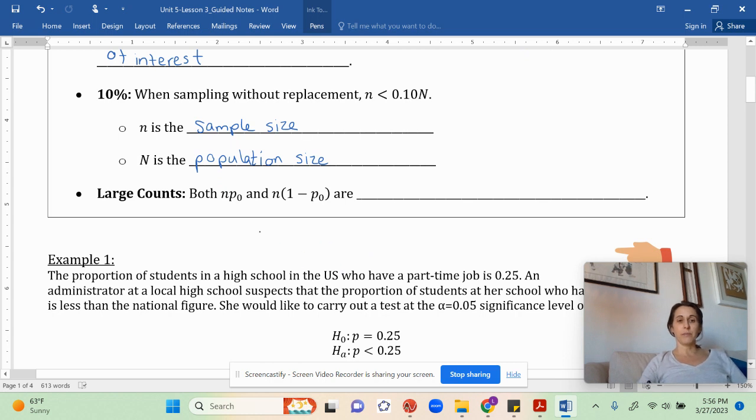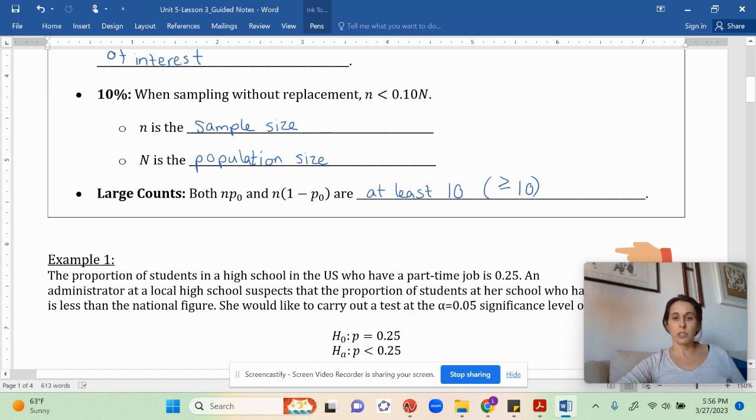Next, we're going to have to do a little bit of calculations. We need the product of the sample size and the null hypothesis parameter, and also the sample size and 1 minus the null hypothesis parameter. Both have to be at least 10. We'll see again what this means in an example below. They must be greater than or equal to 10. Okay, so those are our conditions. We'll check those in the first example that we see next.